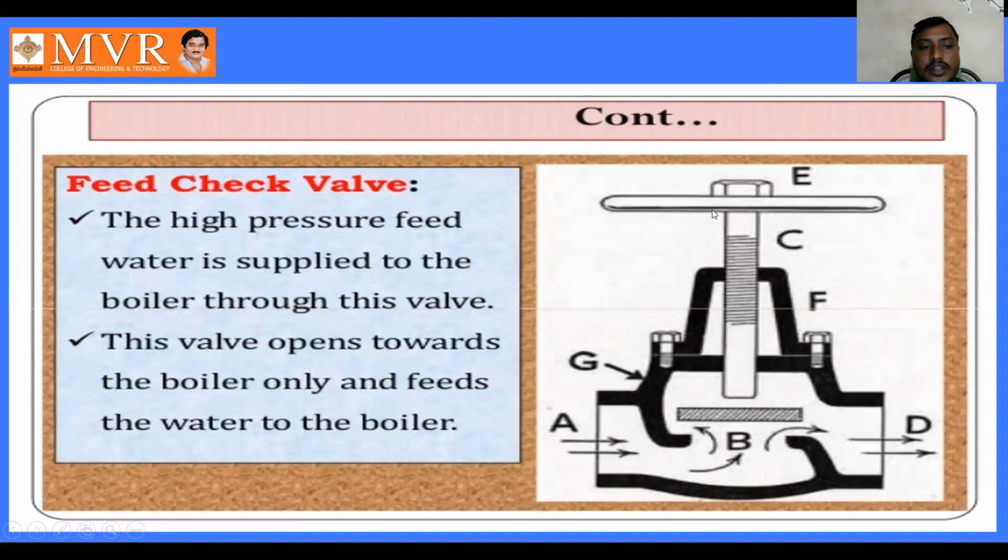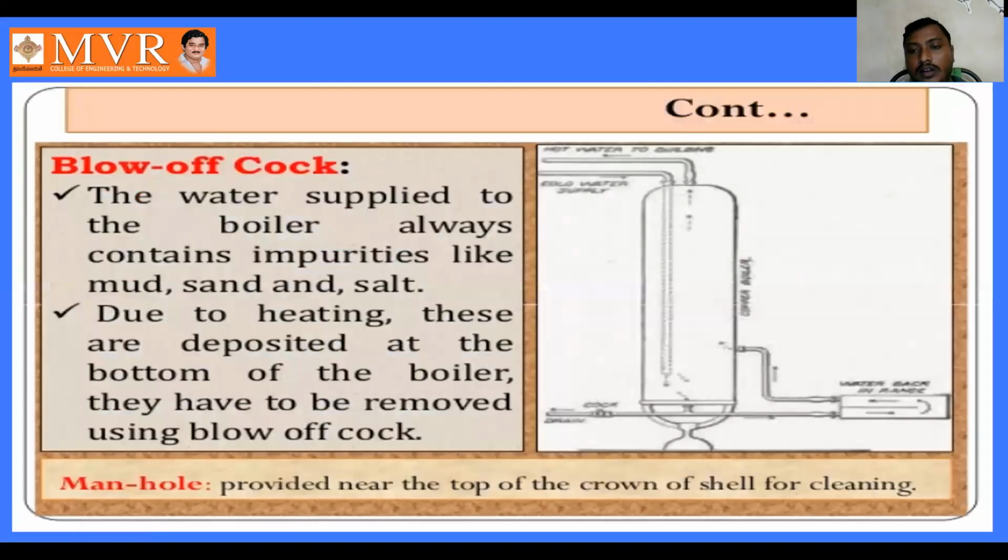The feed check valve is used to control this. The valve opens towards the boiler only and feeds the water to the boiler. For feeding the water to the boiler, this feed check valve is used for controlling how much water is to be sent to the boiler.